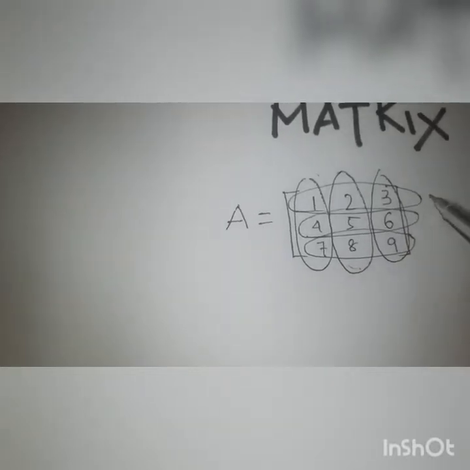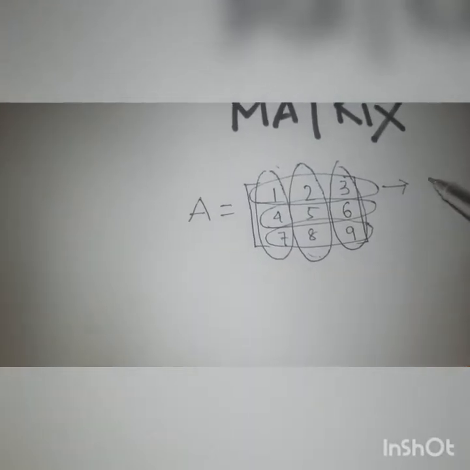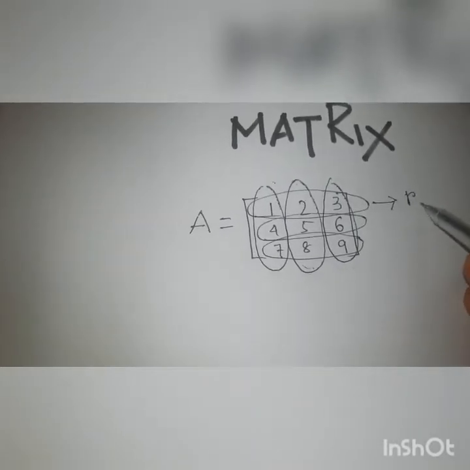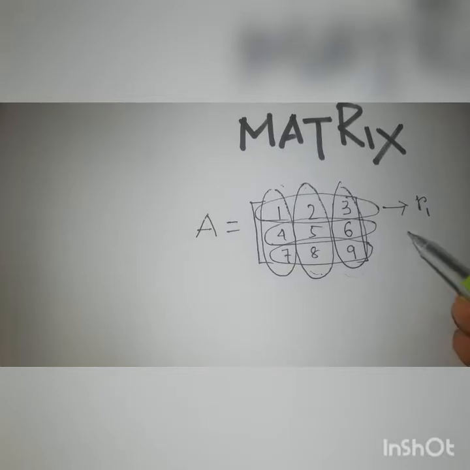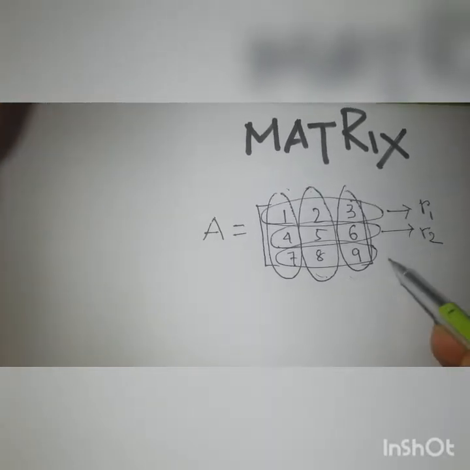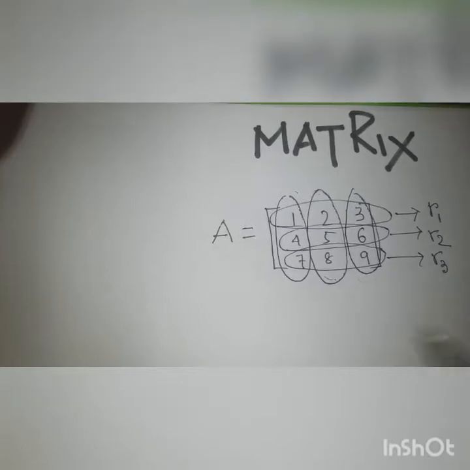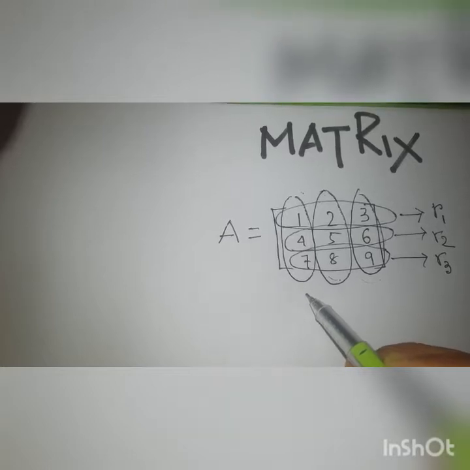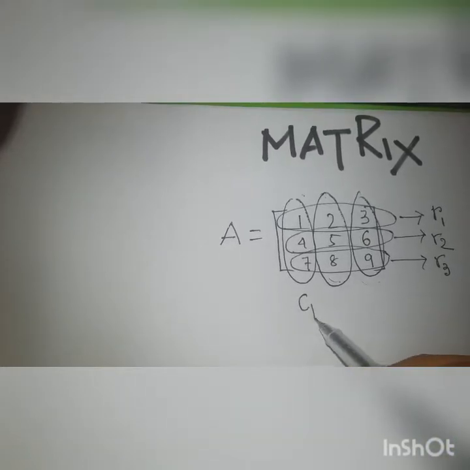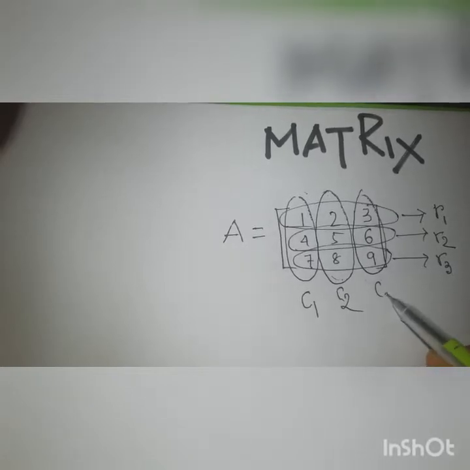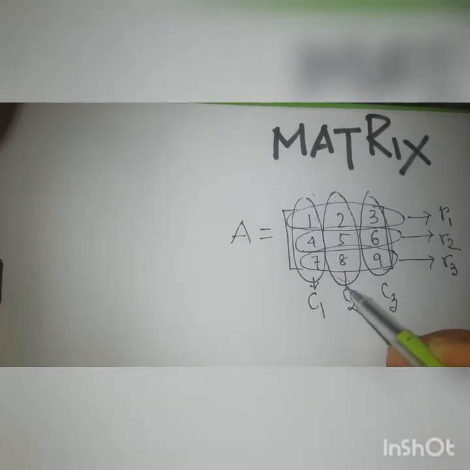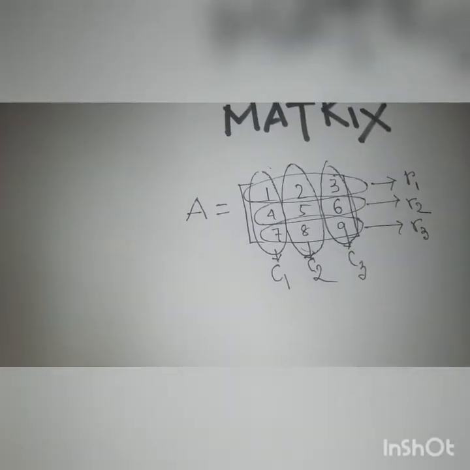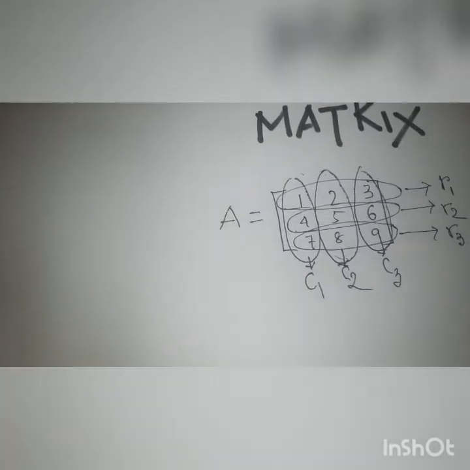Every horizontal line is called a row of the matrix. The first letter is R, so the first row is R1, the second row is R2, and the third row is R3. Every vertical line is known as a column. The first letter of column is C, so these are C1, C2, and C3. So there are 3 rows and 3 columns in this matrix.